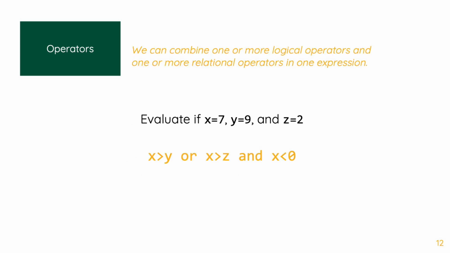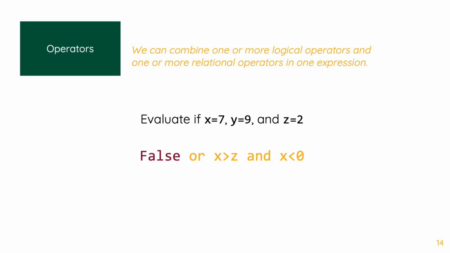Here's an example of evaluating a complex expression with comparison and logical operators. Let's say we wish to evaluate the expression given that x is equal to 7, y is equal to 9, and z is equal to 2. We follow the hierarchy when evaluating the given expression. First, we evaluate the comparison expressions from left to right.